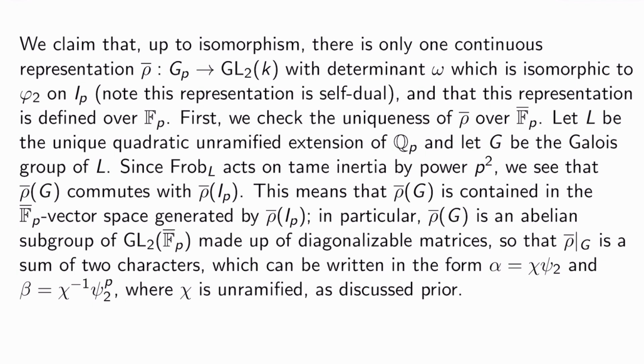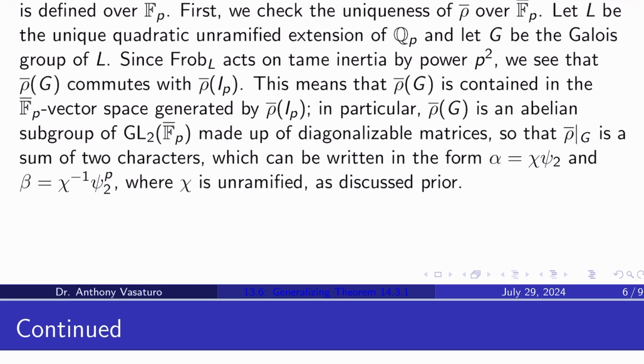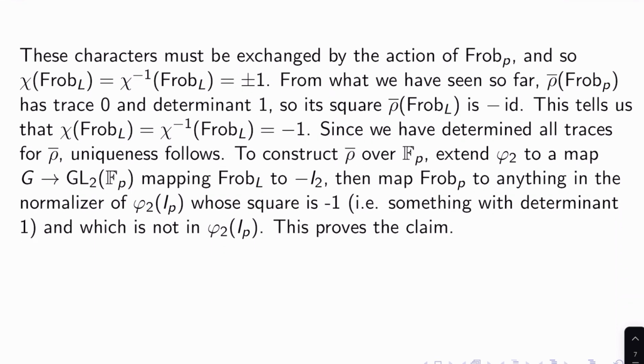We can write these characters in the form alpha equals chi psi 2 and beta equals chi inverse psi 2 to the P, where chi is unramified, by the discussion above in this video. Now, these characters must be exchanged by the action of Frobenius at P. So chi of Frobenius at L equals chi inverse of Frobenius at L, and these have to be plus or minus 1. From what we've seen so far, rho bar of Frobenius at P has trace 0 and determinant 1. Go check that, please. So its square, rho bar of Frobenius at L, is the negative of the identity. This tells me that chi of Frobenius at L is chi inverse of Frobenius at L, and this must be negative 1. Since we've now determined all traces for rho bar, uniqueness follows.